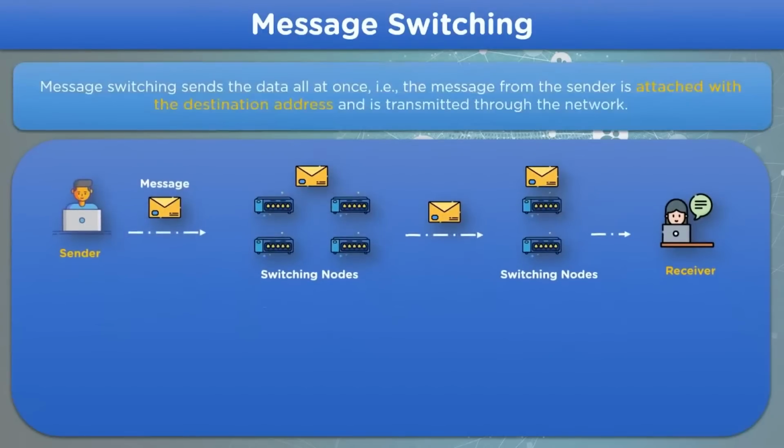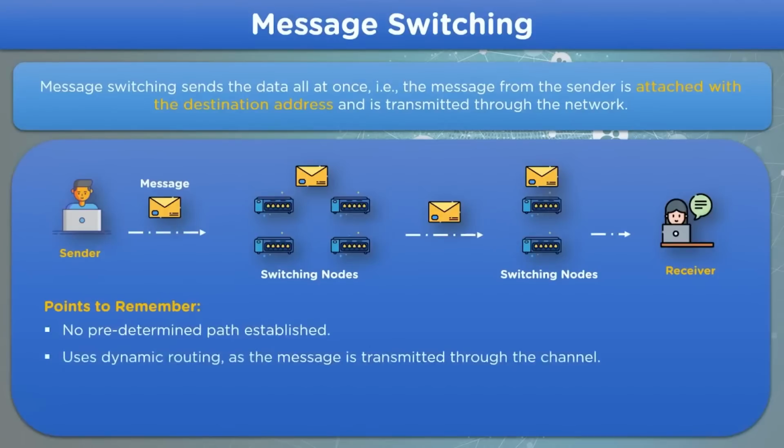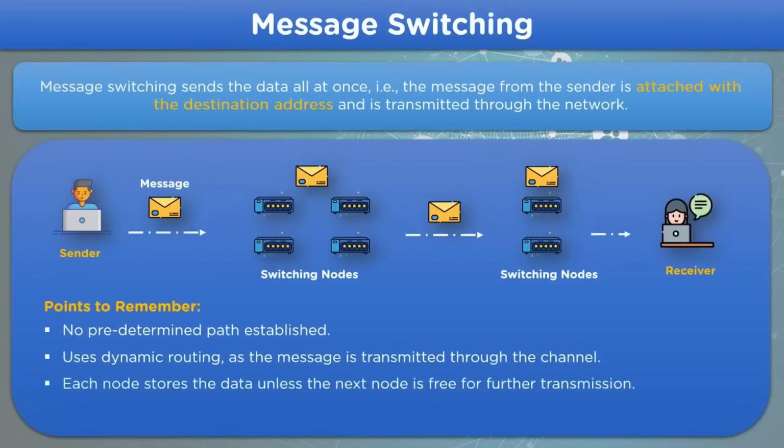Let's take a look at some points to remember about message switching. In message switching, no predestined path is established. It uses dynamic routing as the message is transmitted through the communication channel in real time. Each node in the network stores the data until it is transferred over to the next switch node.